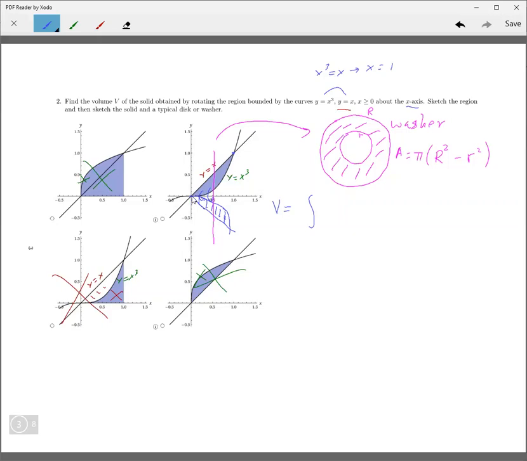It also intersects at 0 and also here at -1, but this is the one that we're interested in. So integrating from 0 to 1, we integrate this right here, pi times the outer radius, which is x, y equals x, and the inner radius is x cubed, so x minus x cubed.